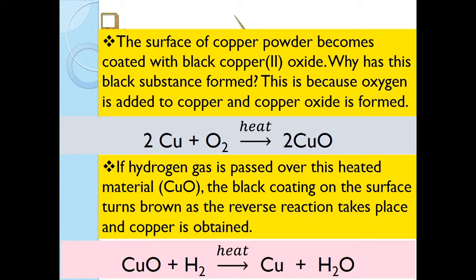Now you know with this copper oxide, it is undergoing reduction because oxygen is removed from this copper oxide and it gets converted into copper. Similarly, hydrogen is getting combined with oxygen. This is oxidation and it is again an example of redox reaction.